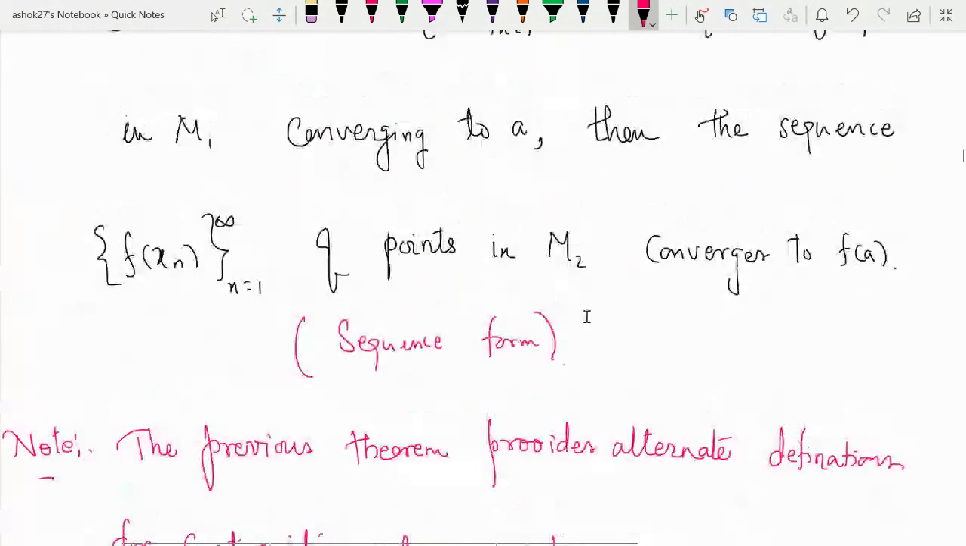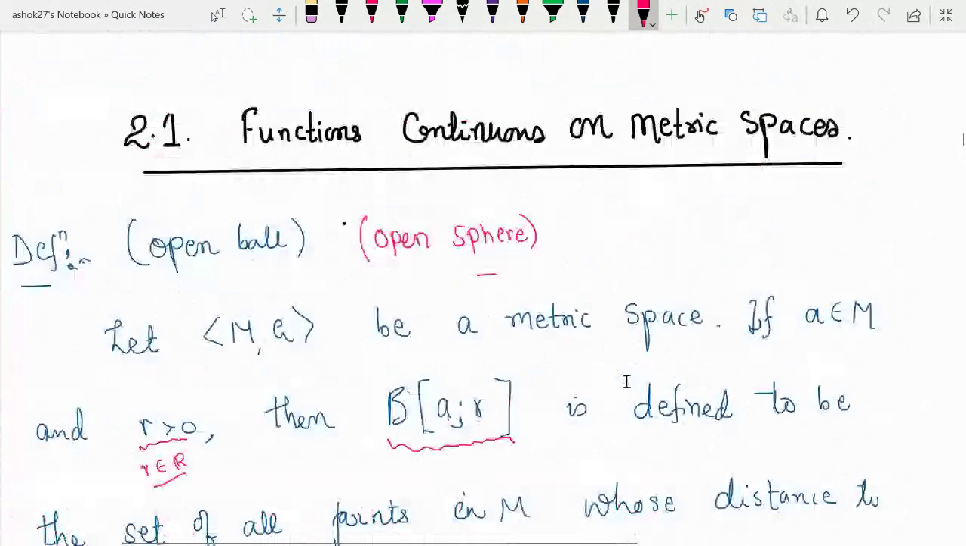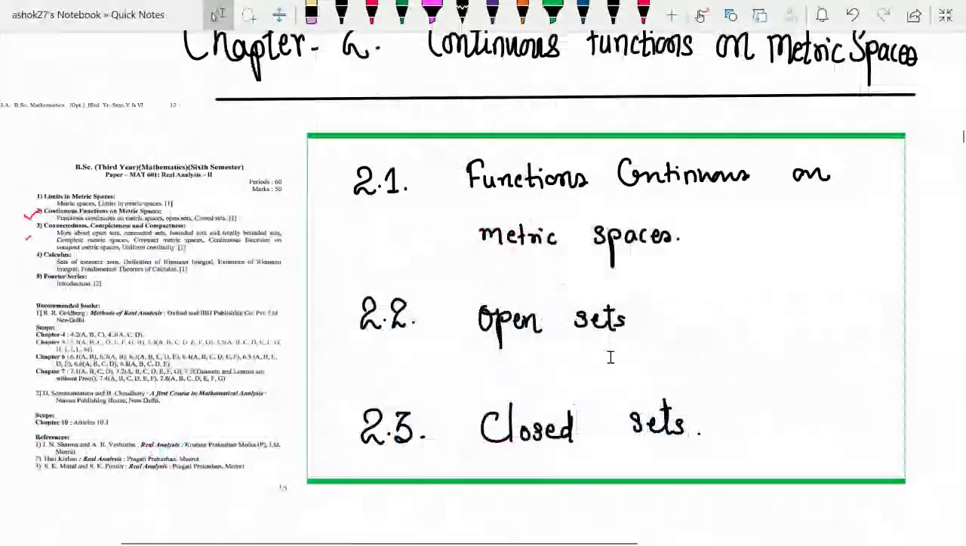So in the last lecture, we started the second chapter, that is continuous functions on matrix spaces. In this chapter, there are 3 points. The first point, that is 2.1, is functions continuous on matrix spaces; 2.2 is open sets; and 2.3 is closed sets. It is a very short chapter.